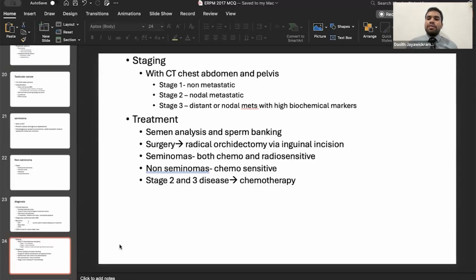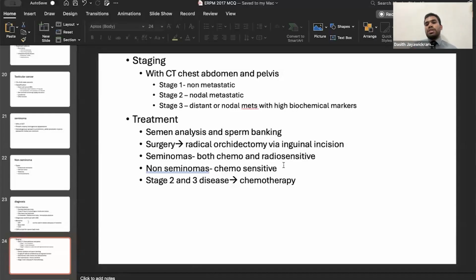Okay, and when you talk about treatment, most commonly these patients are young adults, less than 40 years. The peak incidence is at 40 years, so if the family is not complete, we should offer them semen analysis and sperm banking, which is available in some places in Colombo now. And then the treatment option, after staging, is surgery plus neoadjuvant or adjuvant chemoradiotherapy. The surgery is radical orchidectomy.